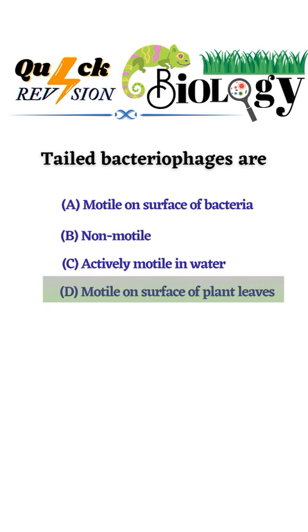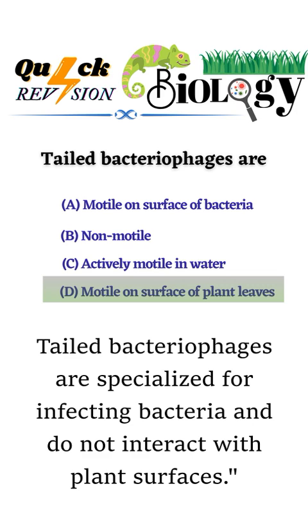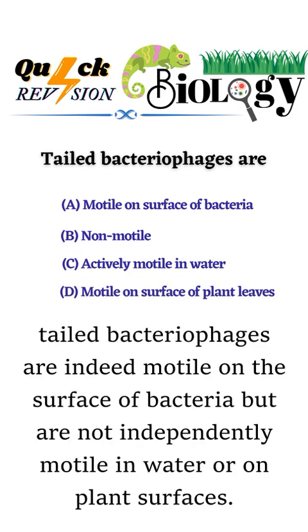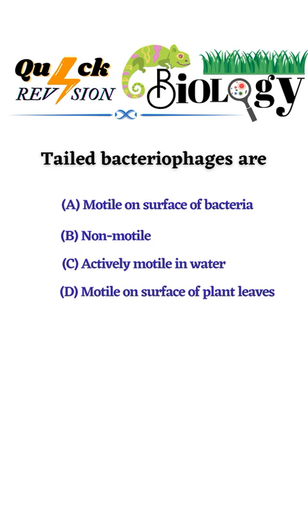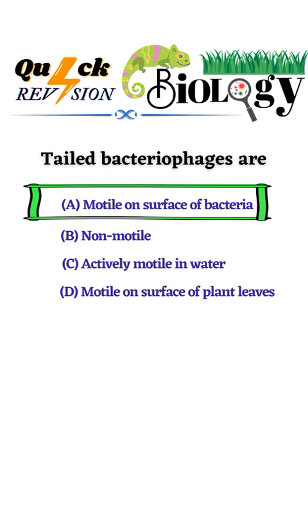This is incorrect. Tailed bacteriophages are specialized for infecting bacteria and do not interact with plant surfaces. To sum up, tailed bacteriophages are indeed motile on the surface of bacteria but are not independently motile in water or on plant surfaces. Understanding these nuances helps us appreciate the intricate relationship between bacteriophages and bacteria. Therefore, option A is the right answer. After revealing this question, we move towards our next question.